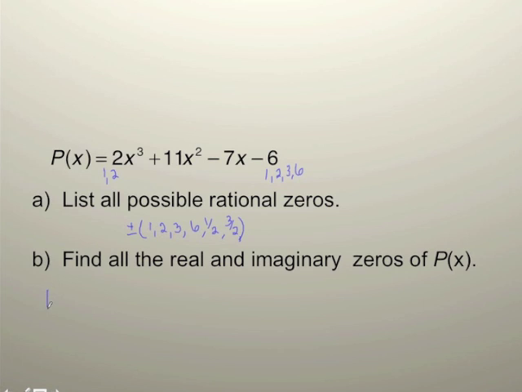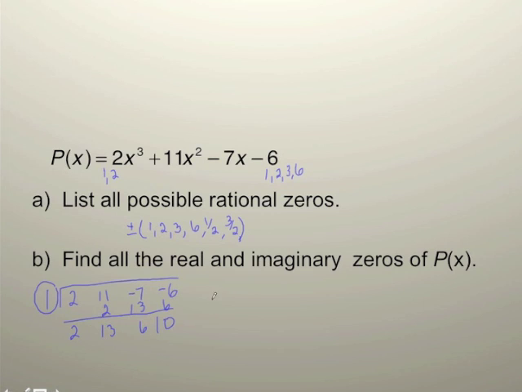I usually start with 1. That doesn't seem too far-fetched here. 2x cubed, 11x squared, negative 7x, and negative 6 as my constant. Bring down the 2. 2 times 1 is 2. Adding those, I will get 13. 1 times 13 is 13. Adding, I'll get 6. 6 times 1 is 6. And I've got a 0. So I have one of my zeros of the polynomial.